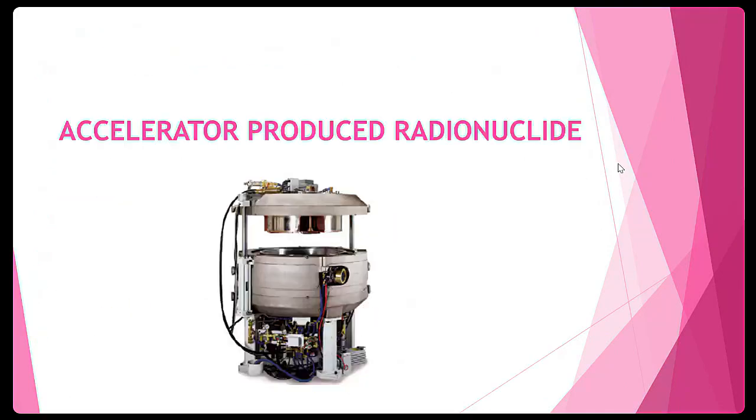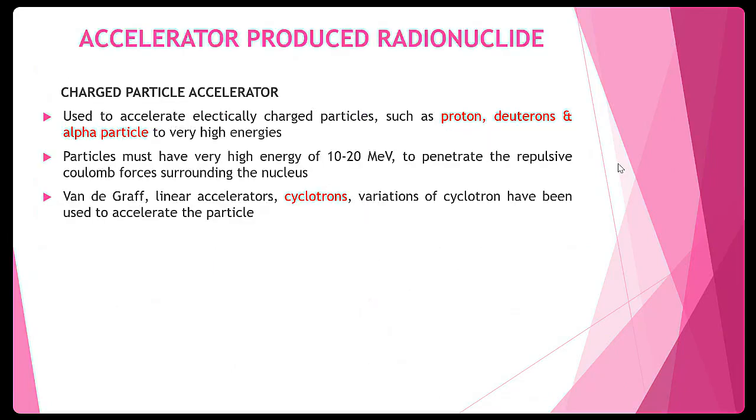Next is accelerator produced radionuclide. By acceleration, by speed, we are producing radionuclide. In this, we have a charged particle accelerator, the speeding equipment for charged particles. They accelerate or speed up charged particles like protons, neutrons, alpha particles, and so on. These particles will have very high energy, around 10 to 20 mega electron volt, and we can use Van de Graaff, linear accelerator, cyclotrons, and so on to accelerate.